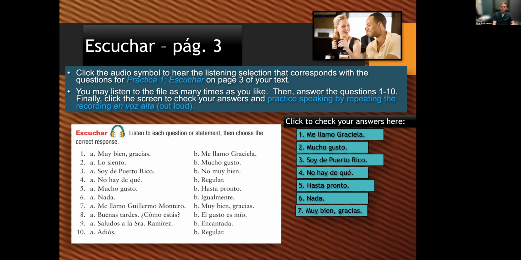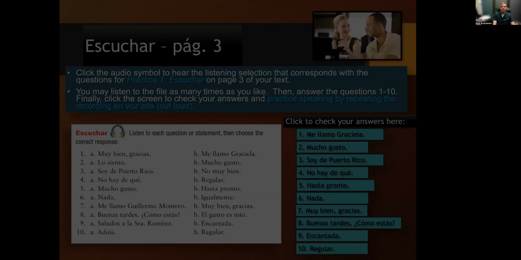Muy bien, gracias. 8. Buenas tardes, señor Fernández. Buenas tardes, ¿cómo estás? would be the answer for that. 9. Susana, este es el señor Ramírez. Encantada. They start by saying Susana, so we know the speaker is female. 10. ¿Qué tal? Regular. Okay, so again, you're learning the correct responses for different greetings in Spanish.